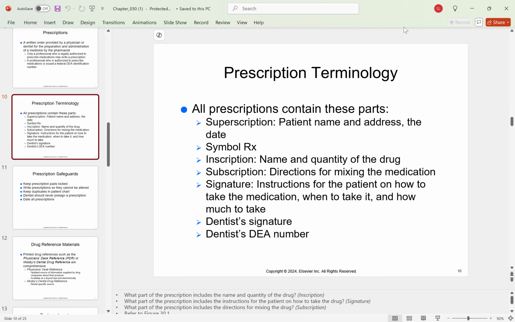We do have some special terminology that is written, and all prescriptions are going to contain the superscription. This is the patient's name and address and the date, and the symbol Rx. The inscription is the name and quantity of the drug being prescribed. The subscription is the directions for mixing the medication. We would then have the signature, the instructions for the patient on how to take the medication, when to take it, and how to take it. Then the dentist would sign it and add their DEA number.